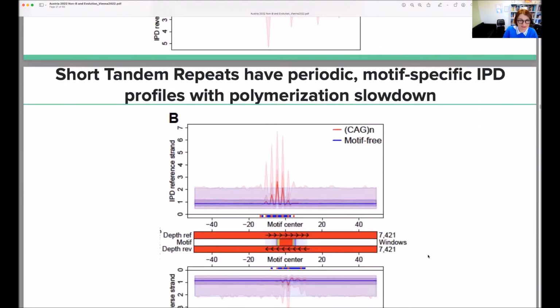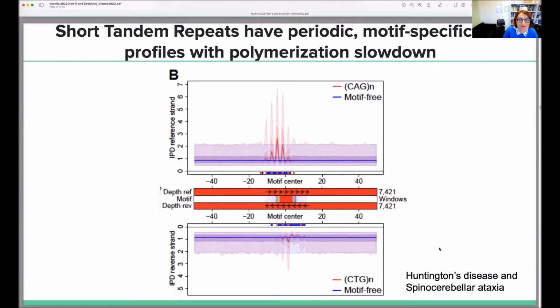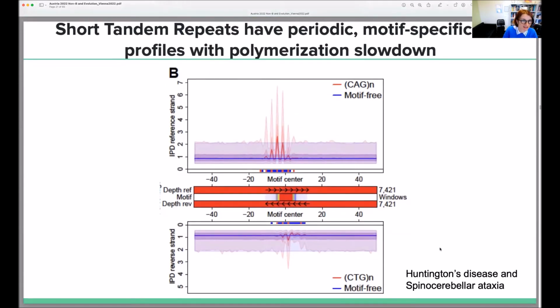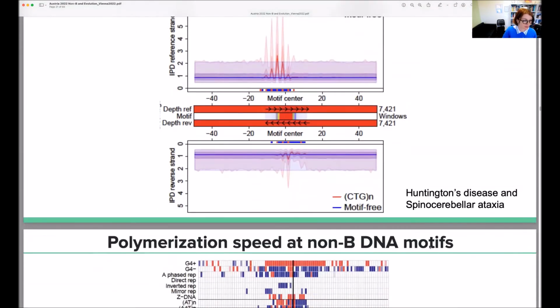We also observed some interesting patterns of polymerization profiles at microsatellites, suggesting some periodicity. And these polymerization changes might be important for driving some of the diseases. So the CAG repeat shown here, when it's expanded, contributes to Huntington's disease and to spinocerebellar ataxia.